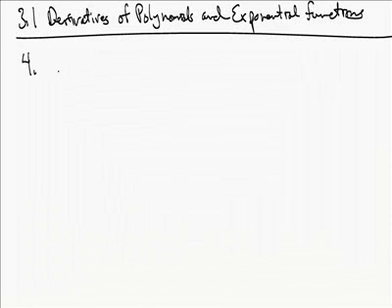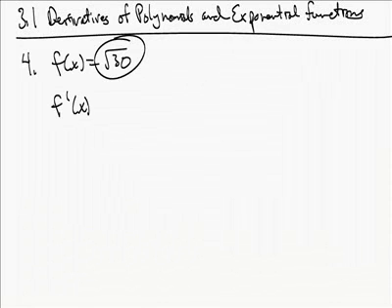Let's start with number 4. Couldn't be easier. We have f of x is the square root of 30. Doesn't matter what this number is. It's a constant. The derivative is 0. Derivative of any constant is 0. So it doesn't matter what the number is. If it's a constant, the derivative is 0. Let's take a look at another one.